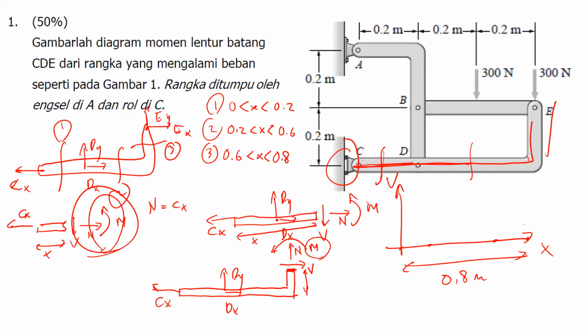Any other question about this? After this, I will try to post the solution for this one, because this one is quite difficult as well. And at E, it will be quite troublesome, because there is a 300 Newton there as well. And there is a force from the BE beam as well, which has to be transferred at point E. Any other question? Not yet, sir. No? Okay.